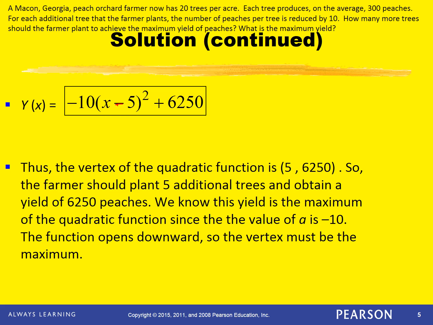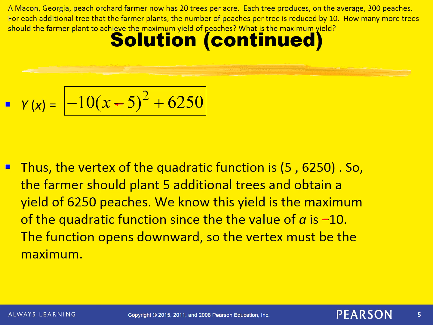So I guess that would be the 25 trees and 250 times 25 peaches. We know that this yield is the maximum of the quadratic function, since the value of a is negative 10. Because it's negative, you have a max where that vertex is, not a min. Function opens downward, so the vertex must be a maximum.